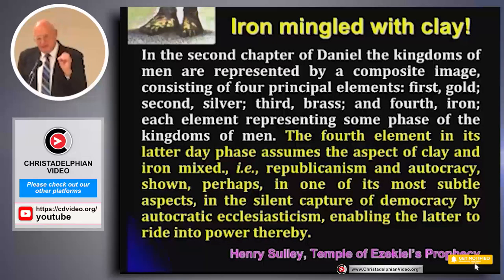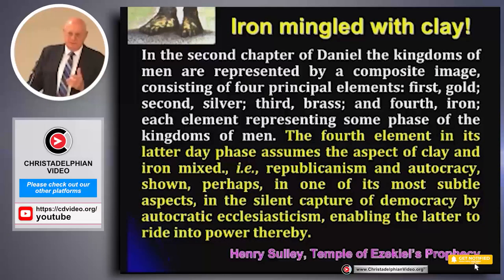Republicanism and autocracy, shown perhaps in one of its most subtle aspects, notice these words, in the silent capture of democracy by autocratic ecclesiasticism. In other words, the church, the Roman Catholic Church, enabling the latter to ride into power thereby. Now, the latter is autocracy. And of course, we know that Gog is called an autocrat. Brother Thomas calls him the autocrat of all the Russias.